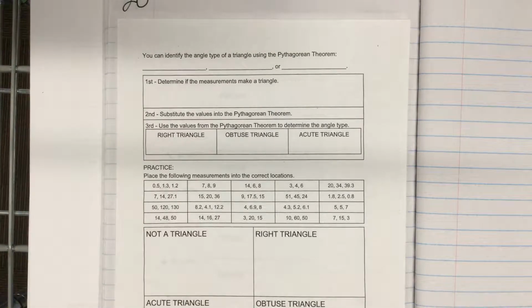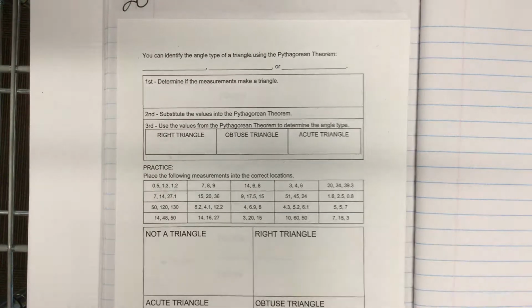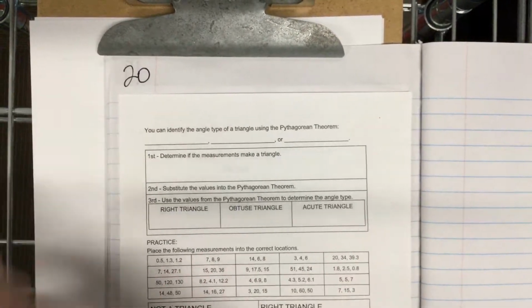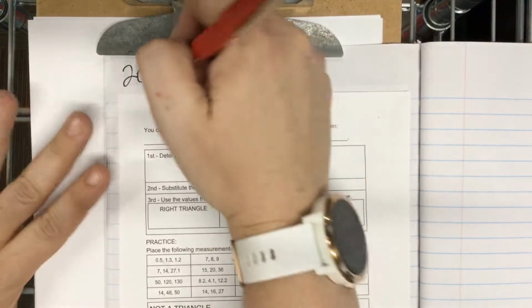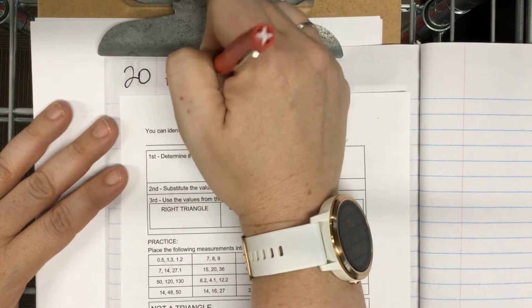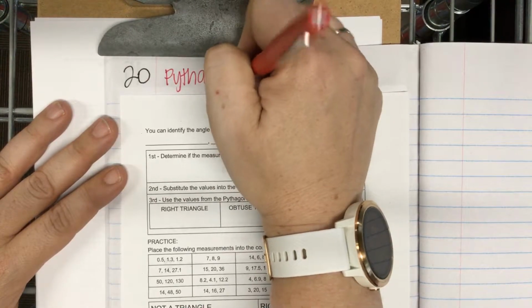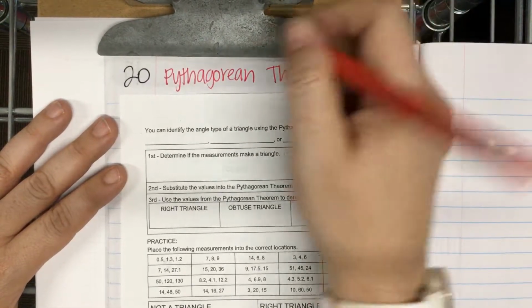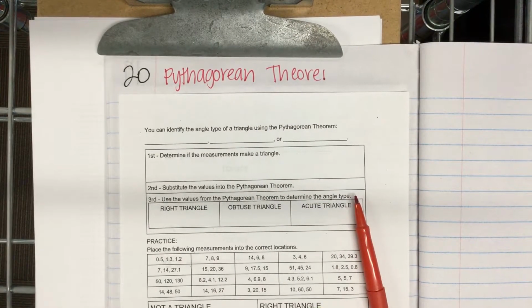Our journey through the Pythagorean theorem, we have learned that the Pythagorean theorem is used for triangles, specifically right triangles. Nope, not theorem, converse.